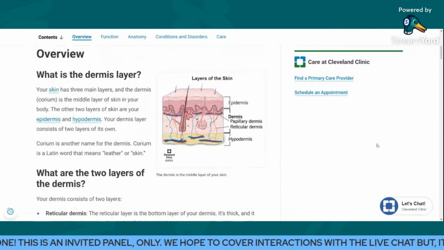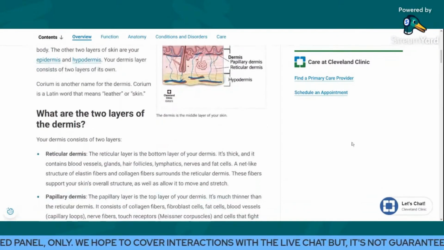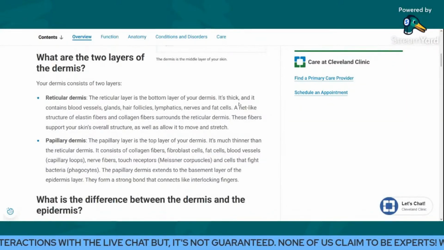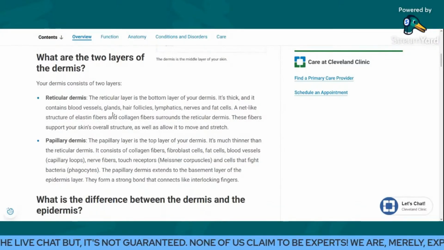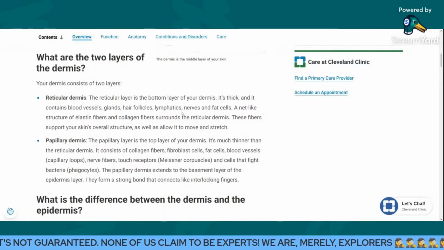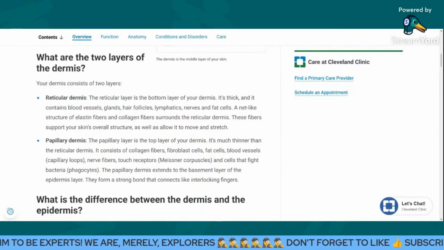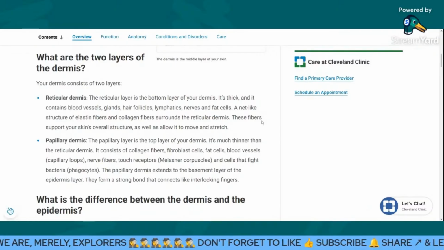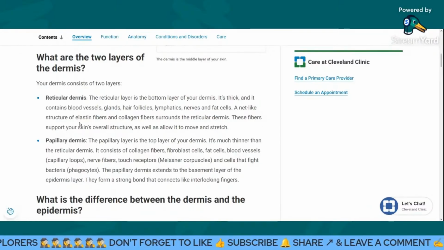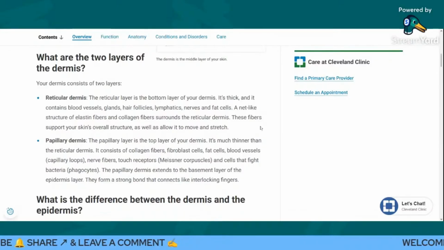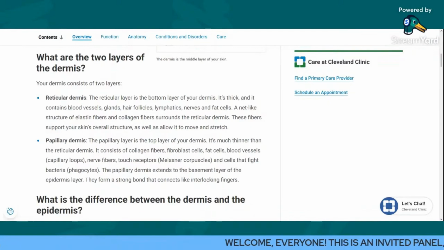Reticular dermis, that's the lower layer. The reticular layer is the bottom layer of your dermis. It's thick and it contains blood vessels, glands, hair follicles, lymphatics, nerves, and fat cells. So that's interesting, that's the level where the lymphatic system is flowing through. A net-like structure of elastin fibers and collagen fibers surrounds the reticular dermis. These fibers support your skin's overall structure as well as allow it to move and stretch.